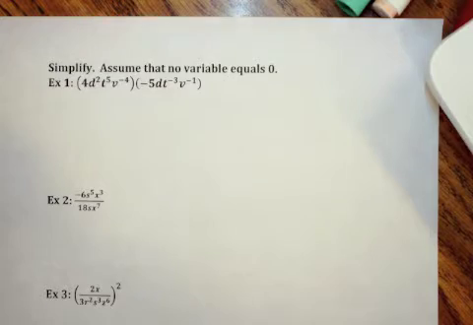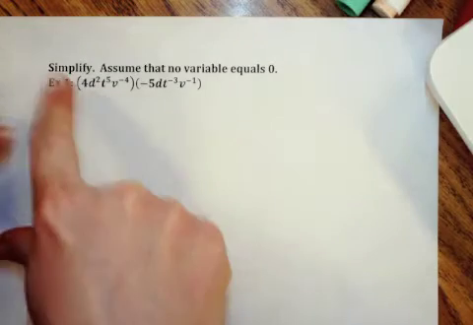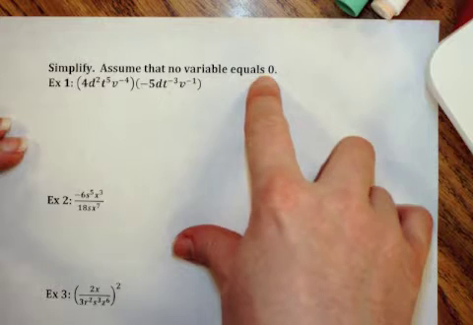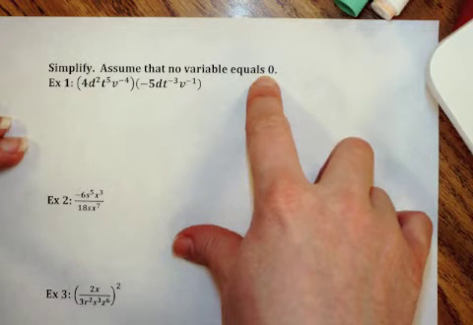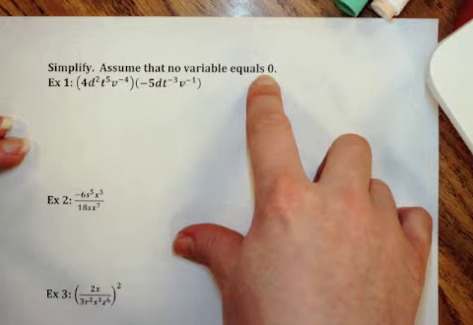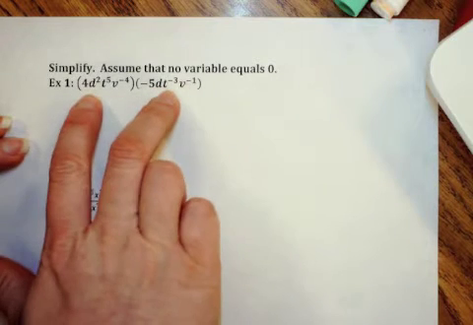We're going to start with example 1. These say to simplify, assume that no variable equals 0. This just means if you wind up with a variable on the bottom, you don't have 0 on the bottom, so it wouldn't create an undefined term.